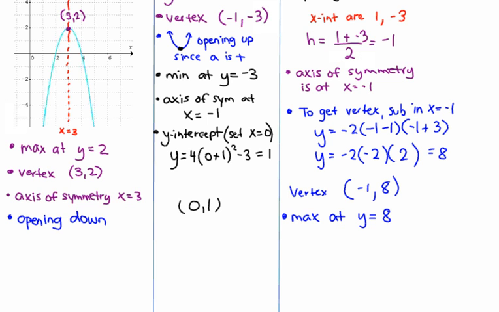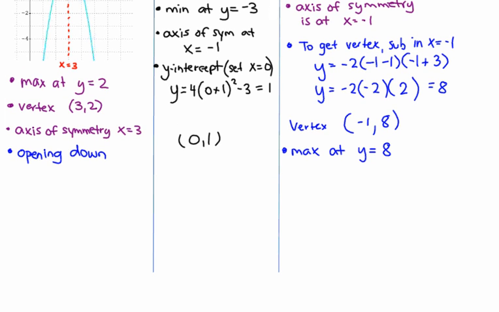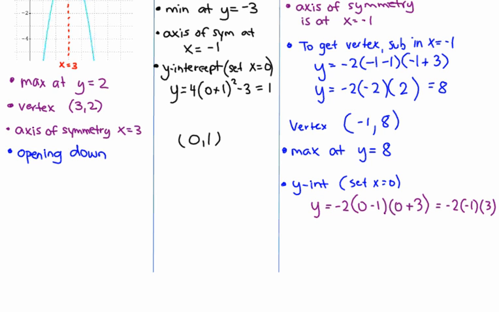And then one more is the y-intercept. So how do you get the y-intercept? We make what 0? Set x equal to 0. So that would be y equals negative 2 times 0 minus 1 times 0 plus 3. So we're subbing it into the equation. Negative 2 times negative 1 is positive 2, times 3 is 6. So it's at 0, 6. That is our y-intercept.